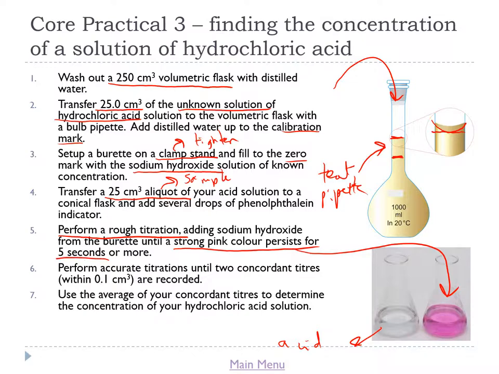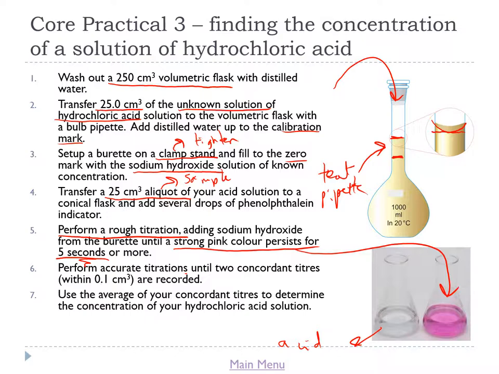Now just note, if you leave it to stand for a while, several minutes, the phenolphthalein will react with carbon dioxide in the air and that colour will fade. So don't worry if that happens. We just need the colour to persist for around 5 seconds, and that tells us we've reached our end point.